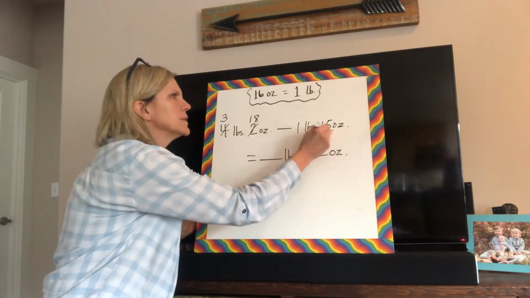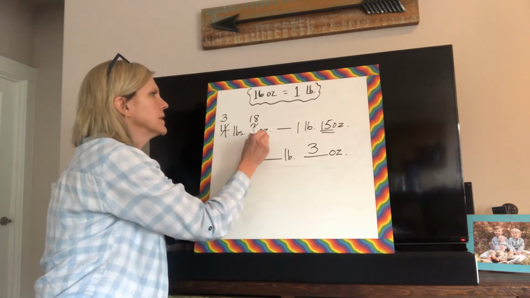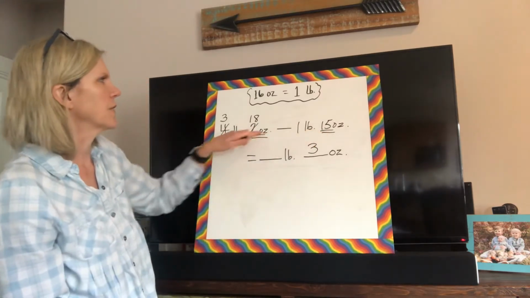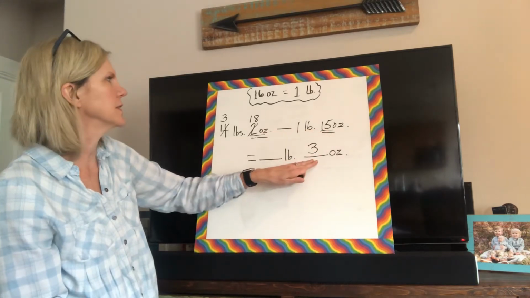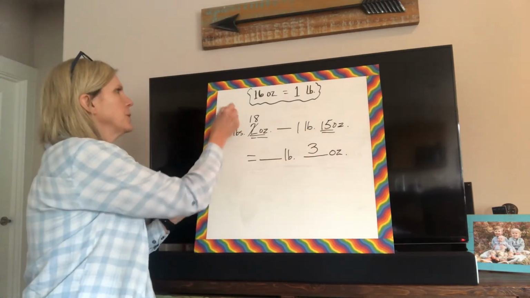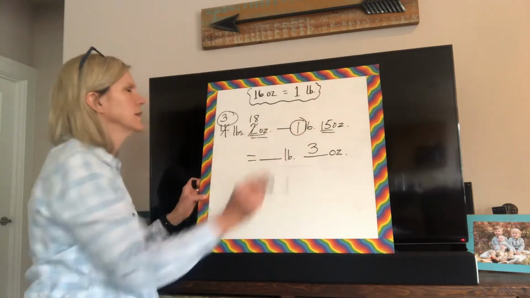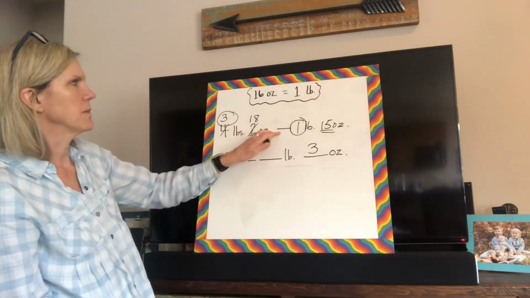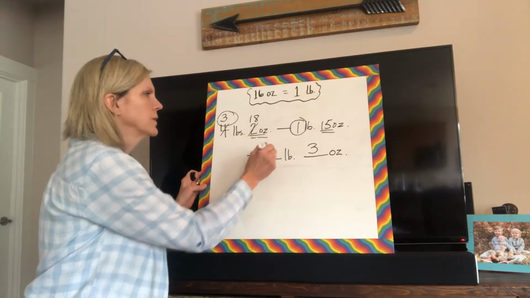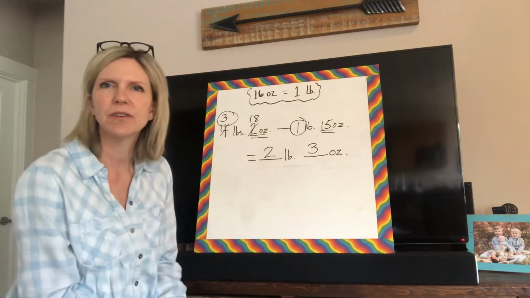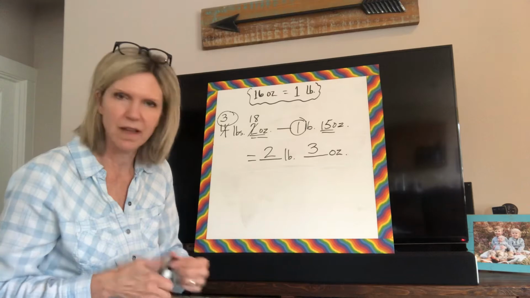Okay, underline those if it helps you stay focused. Here's your ounces and your ounces. 18 ounces minus 15 ounces is 3 ounces. Now I'm going to circle my pounds. Okay, I'm at 3 and I'm subtracting 1. Easy. 2. 2 pounds and 3 ounces. Don't you think that's fun? I think that's fun to do that.